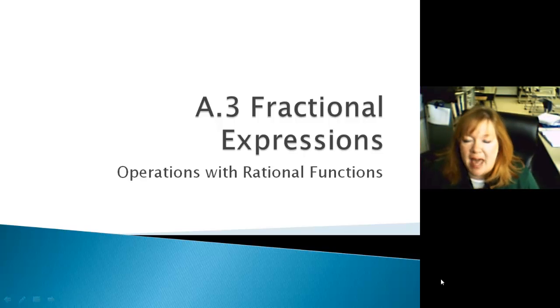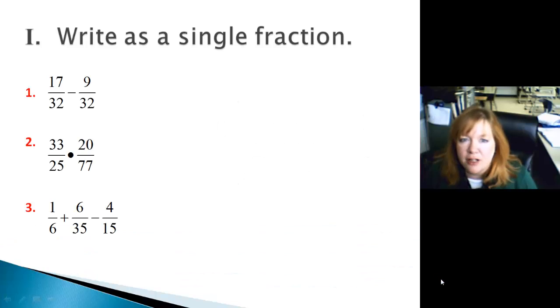Hello and welcome back. We are going to be continuing our Algebra 2 review with fractional expressions. We're going to start with adding and subtracting fractions and then get a little more complicated with fractional expressions that include x and y and canceling. My rule of thumb for algebra is if you can't do it with numbers, you cannot do it with letters.